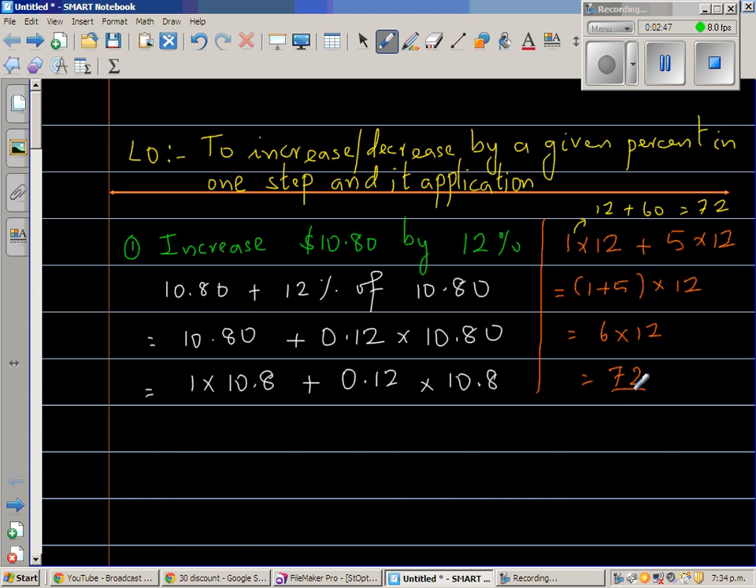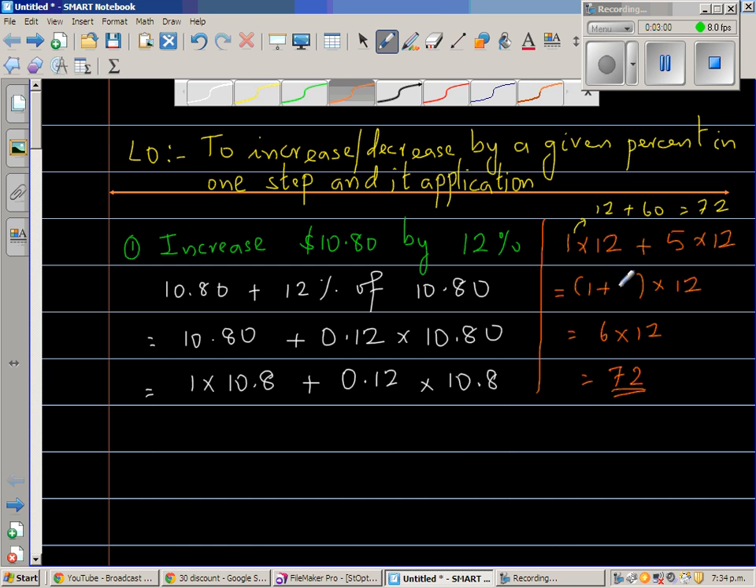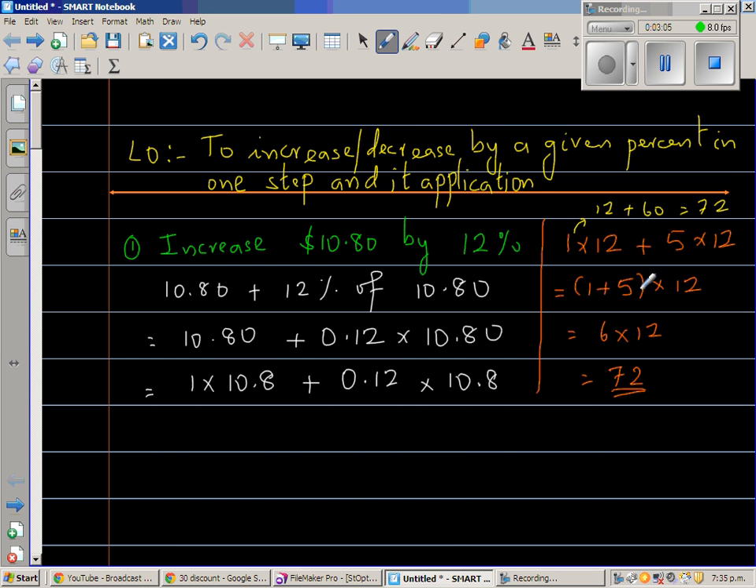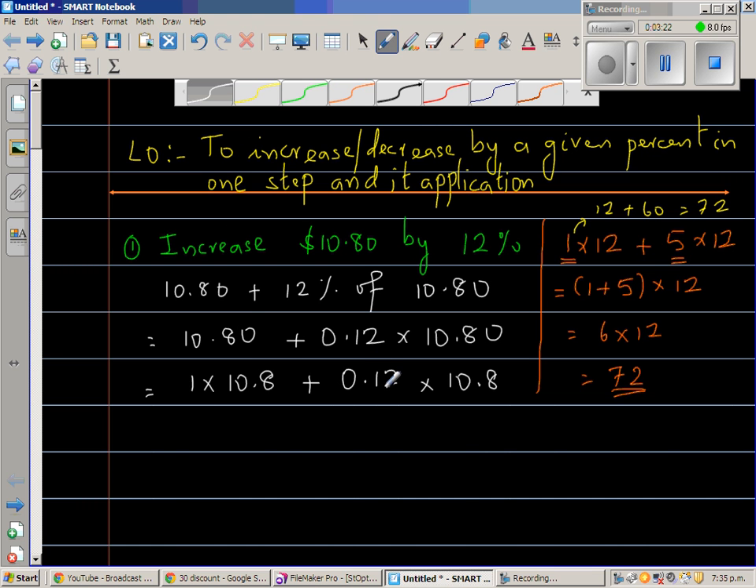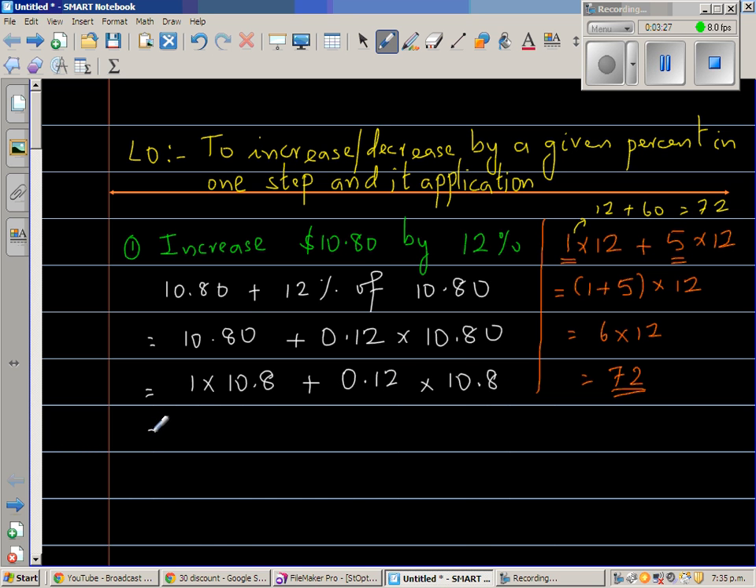So what we are doing is factoring out the 12: instead of multiplying 1 by 12 and then 5 by 12, that is the same as multiplying 6 by 12, because you got 1 from here and 5 from here, so 1 plus 5 is 6. So here, 10.80 is the same as writing 1 times 10.8, and this is 0.12 times 10.8. So this is the same as writing 1 plus 0.12 times 10.8. I'll explain this on a calculator both ways. So 1 plus 0.12 is 1.12 times 10.8.